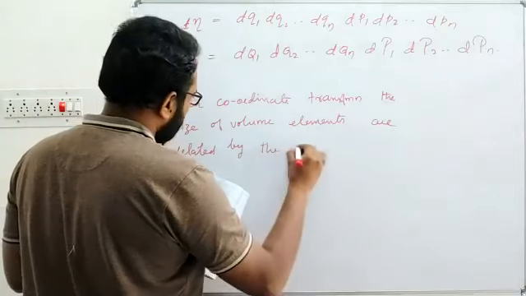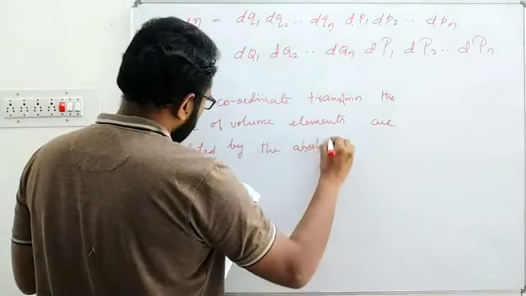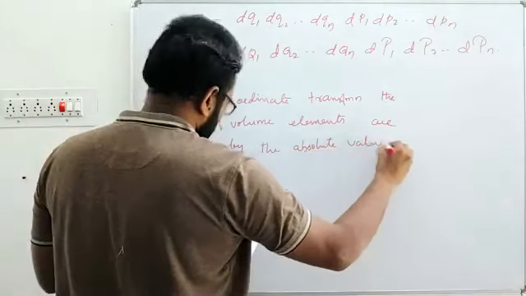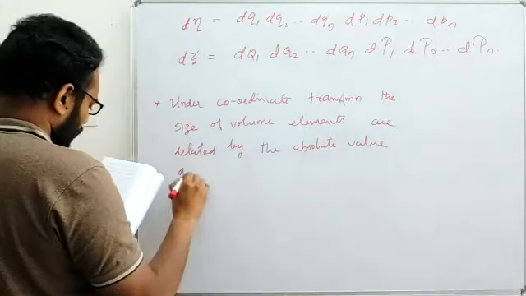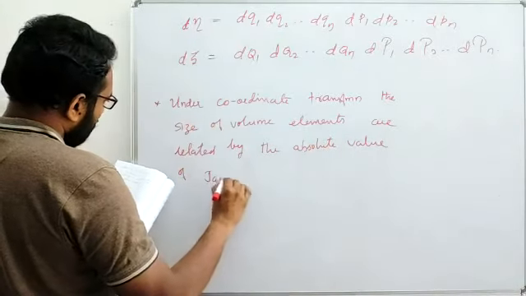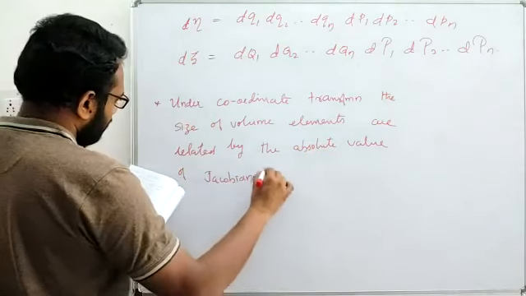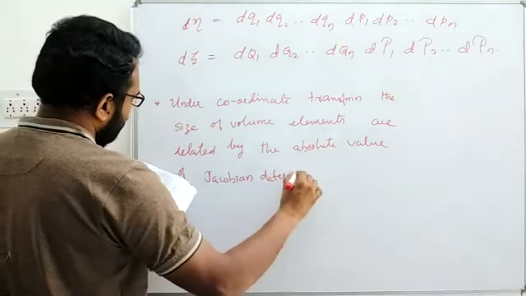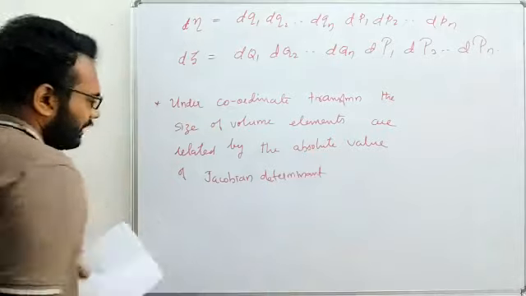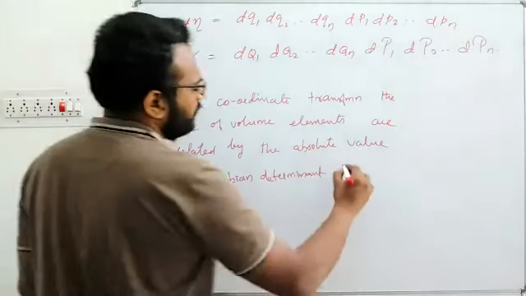the absolute value of the Jacobian determinant. Do you know what a Jacobian determinant is? You might have used it in many places.